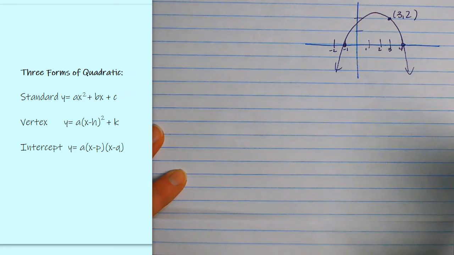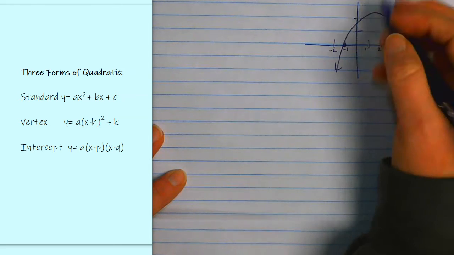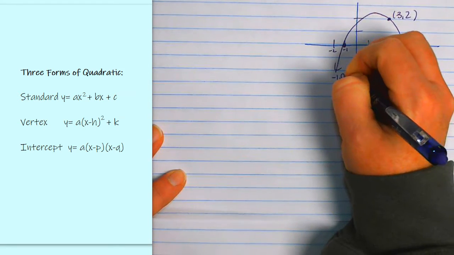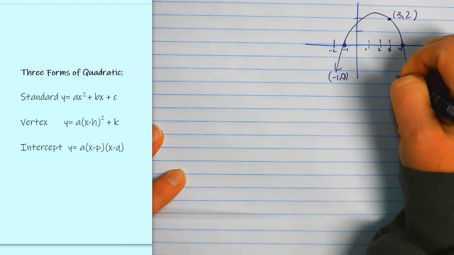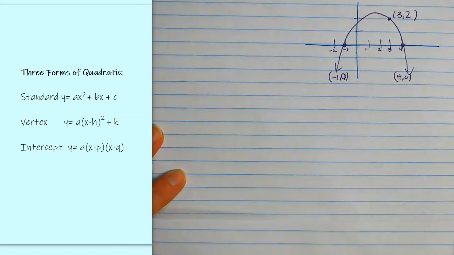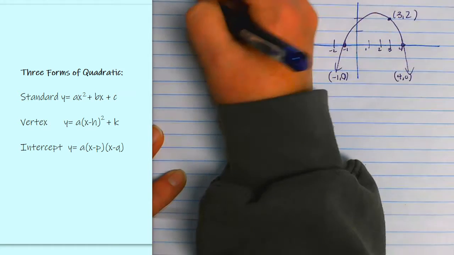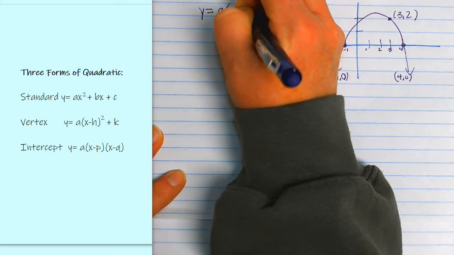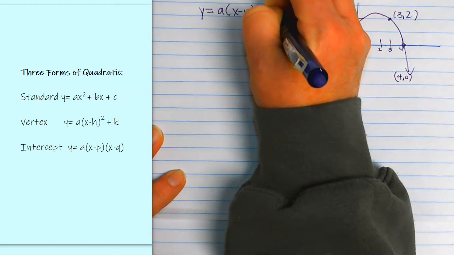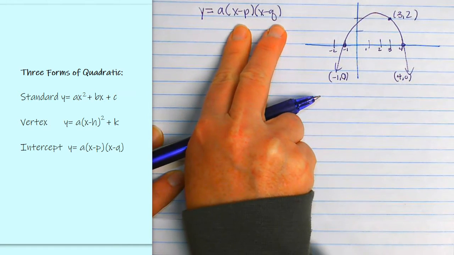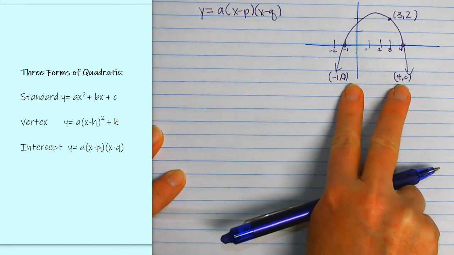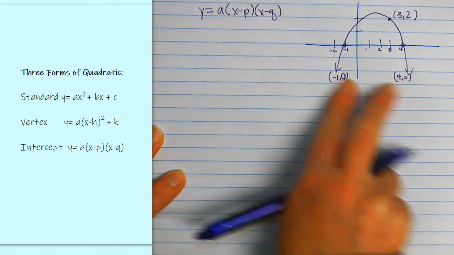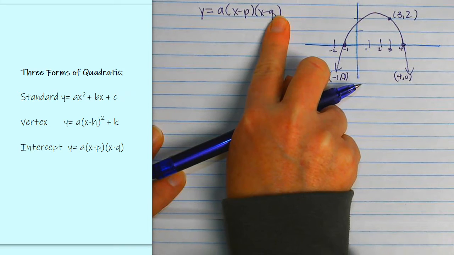What I do know is that this is a point. It's (-1, 0). And this is a point. It's (4, 0). And these are x-intercepts. So that tells me that if I use the intercept form, which is y equals a times (x minus p) times (x minus q), these being the x-intercepts, I can plug in these values with opposite math and have most of my equation ready to go.